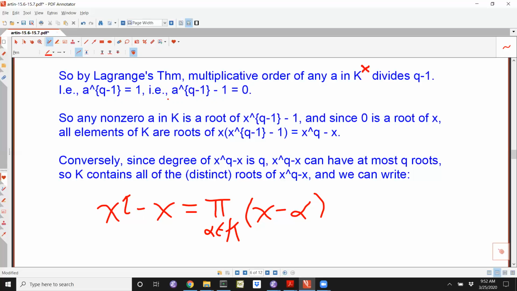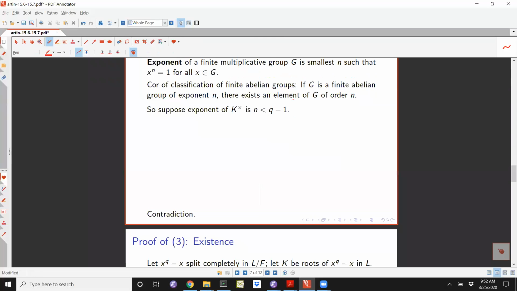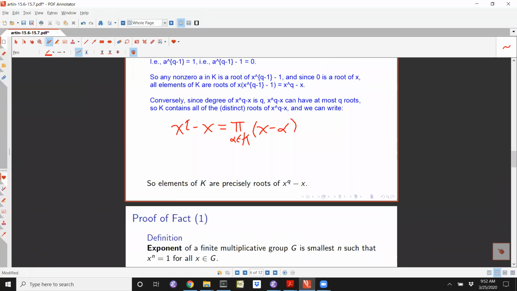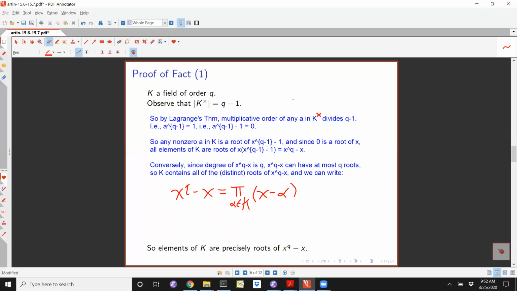So are we good so far? I just think that's cool. Oops, I misnumbered that, but there we go. And the punchline again is that the elements of K are precisely the roots of x to the q minus x. So we good so far?